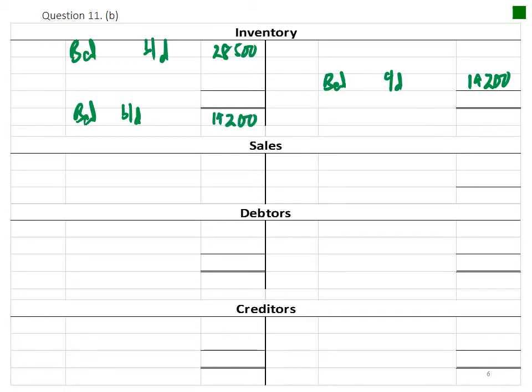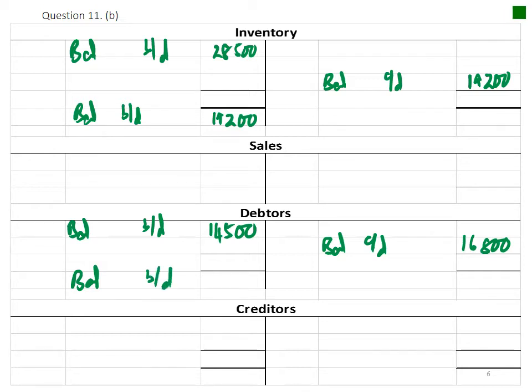And then the debtors balances they give us as well. So the debtors balance, this is also an asset, so we'll debit debtors. Balance brought down is 14,500. That's your opening balance. And then we will carry down the closing balance, which is 16,800. And we'll carry that down here to the debit side, which will be the opening balance at the beginning of next year.